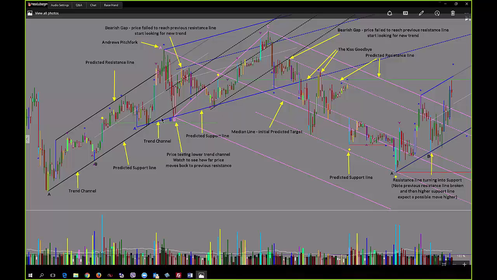So again, if we're looking at the previous channel, you can see that we're still failing to go higher in this trend channel, this previous one. So because we're still failing to go higher, that's really telling us that the market's losing momentum to the upside. So this is the type of thing that I'm looking for.